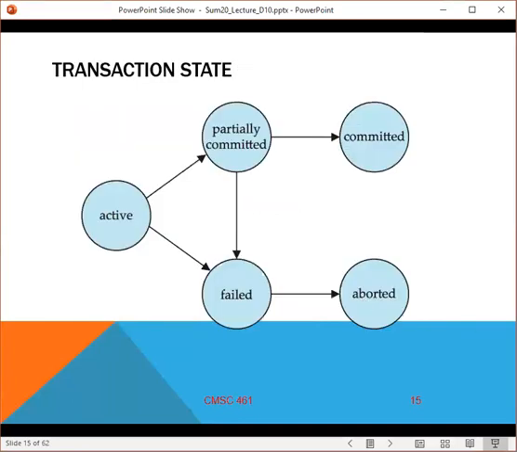Here are the different transaction states that we go through. Active is the initial state. The transaction stays in this state while it's executing. Partially committed is after the final statement in the transaction has been executed successfully. Failed is after the discovery that normal execution can no longer proceed. Aborted is after the transaction has been rolled back and the database is restored to its prior state. And finally, committed is when it's put into permanent storage in the database after a successful completion.